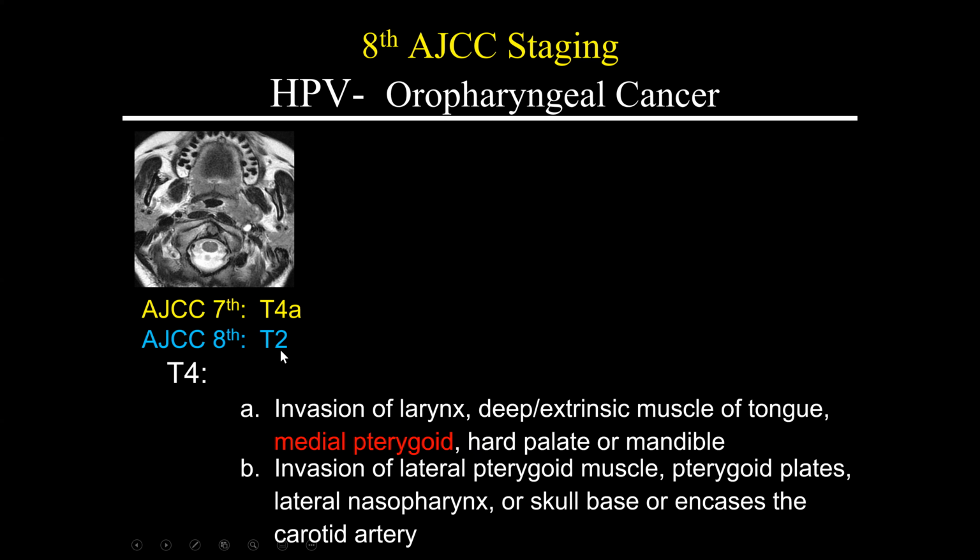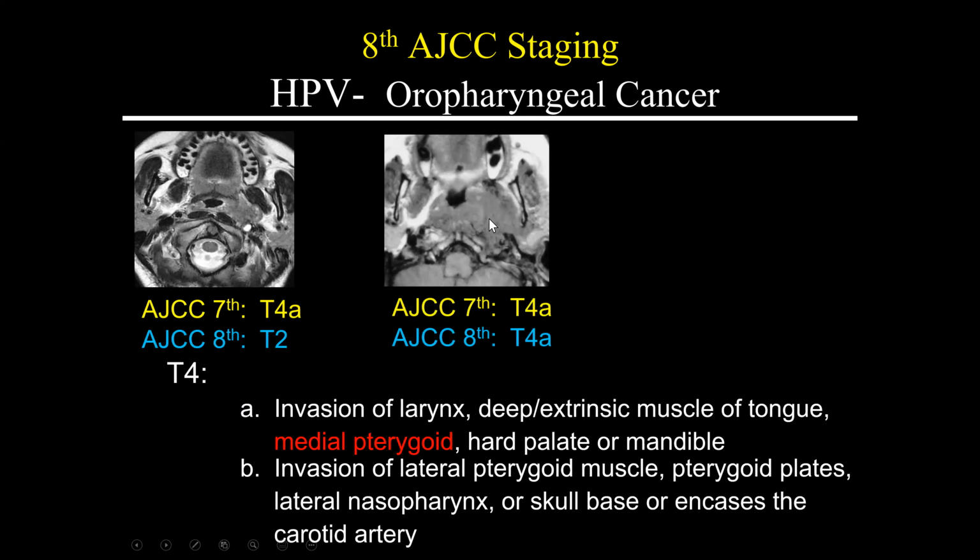And specifically now in the 8th edition, in order for this to have true involvement of the medial pterygoid muscle, that pterygoid muscle has to be unequivocally invaded, as is seen here. So abutting is not good enough. It has to invade that medial pterygoid muscle. So this would be T4A disease.